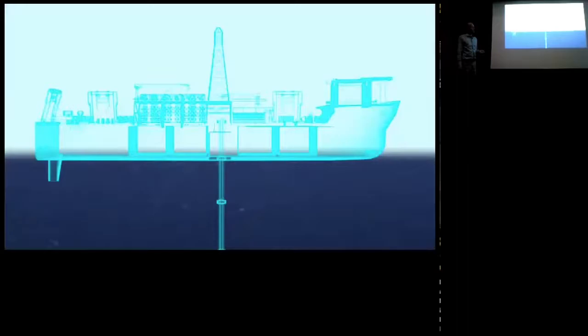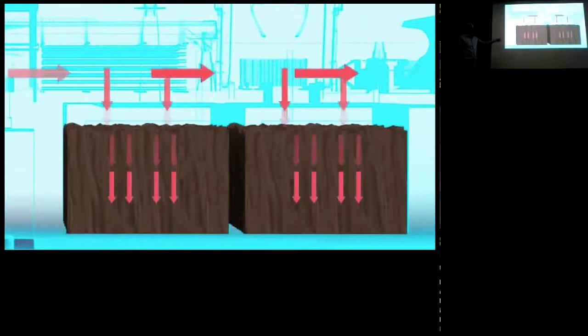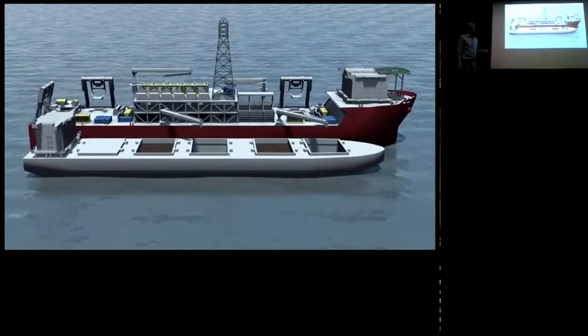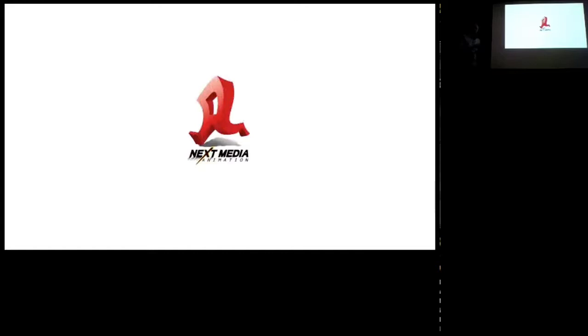On the ship, you dewater the ore, you get rid of all the water, you collect the remaining material. The water gets sent back down to the bottom, and then you offload your ore onto a barge, and then send that away to a smelter where it will turn into gold or copper, zinc, lead, silver, that then goes to the market and is used for construction, or jewelry, or whatever it is.